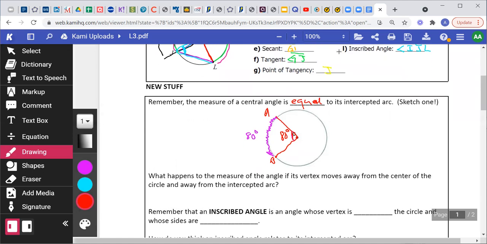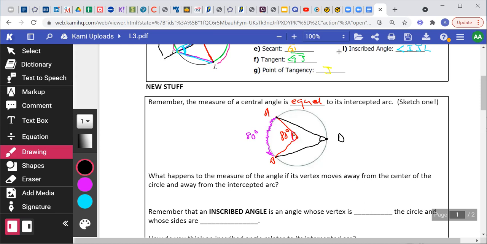Then the question that should be asked is: what happens to the measure of the angle if the vertex moves away from the center of the circle? So I'm going to draw another angle. I'm going to put a point far away here that will be on the circle, and I'll call it D. Then I'll draw a chord from A to D, and another chord from D to B. So what do we observe here?